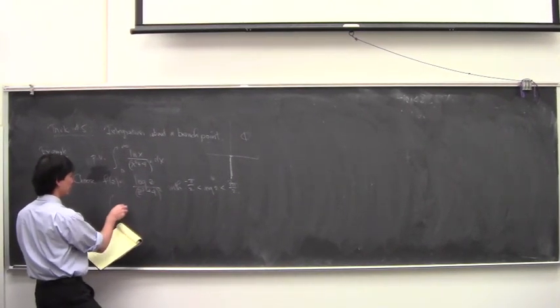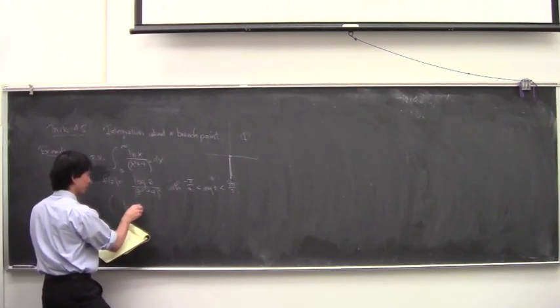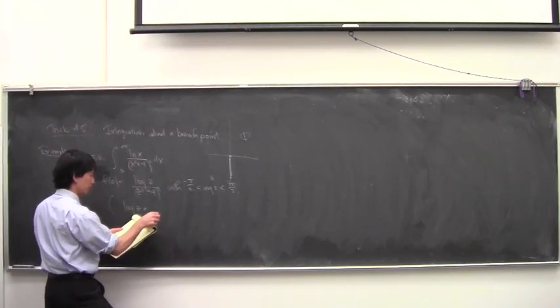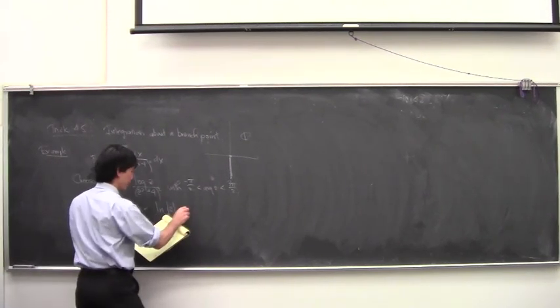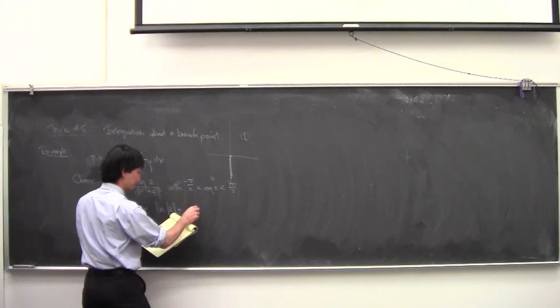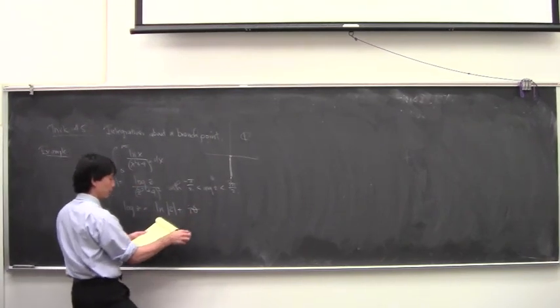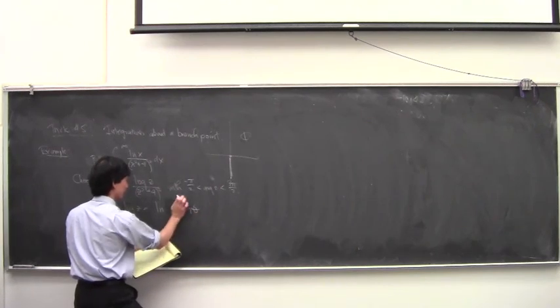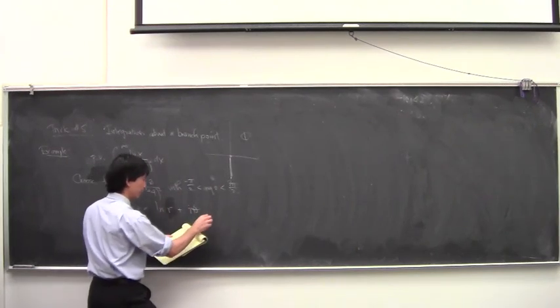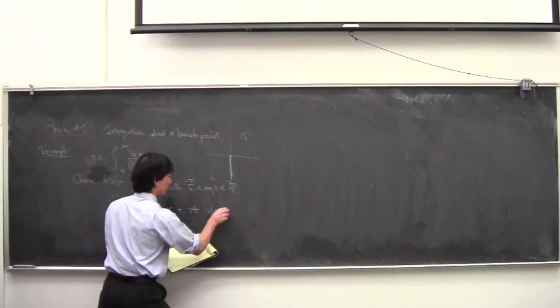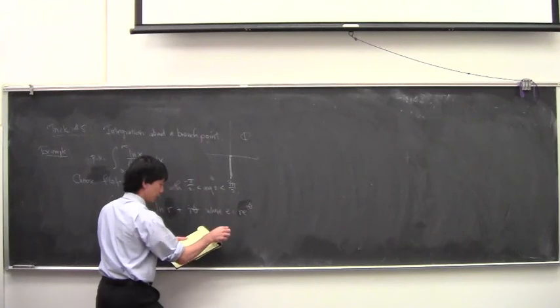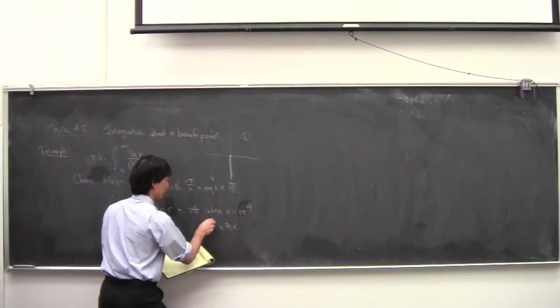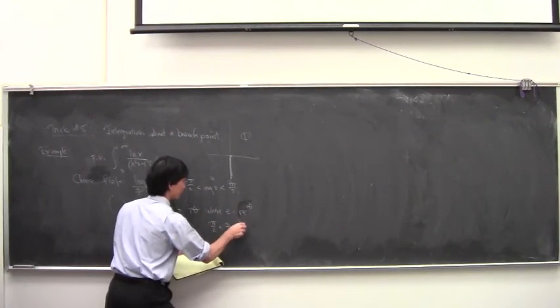So when we write log z, what we mean is the natural log of the absolute value of z plus i theta. Let me write it like this: natural log of r plus i theta, where z equals r e to the i theta, and theta lies between negative pi over 2 and 3 pi over 2.